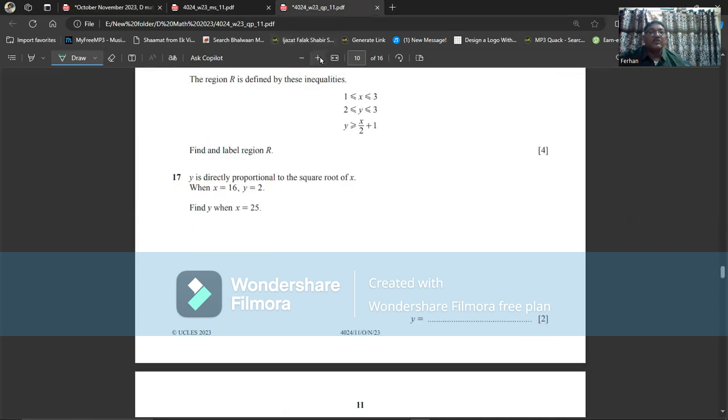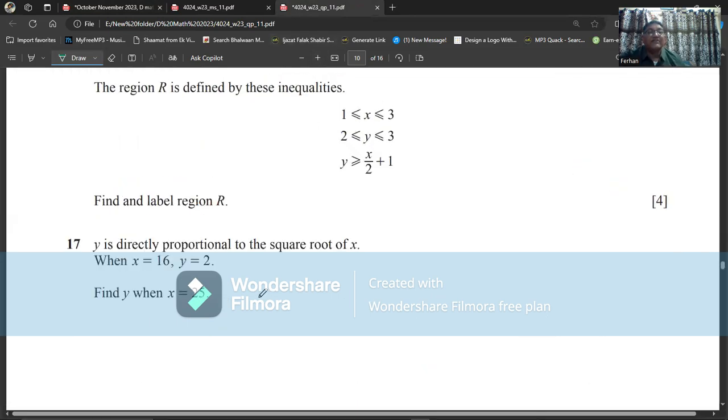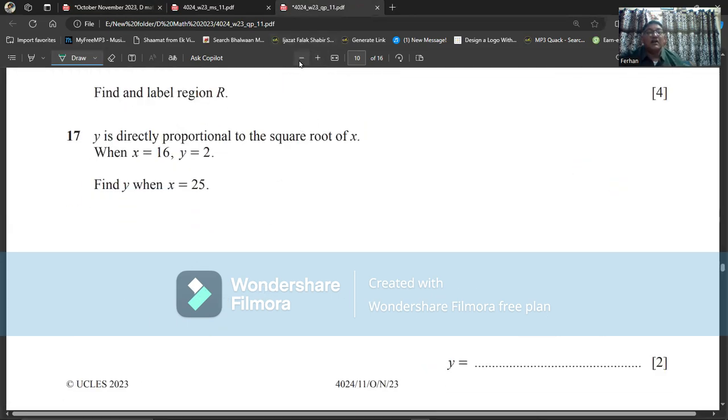Okay, the next question coming up on your screen. Question number 17. He says, y is directly proportional to the square root of x. So when x is 16, y is 2. Find y when x is 25.